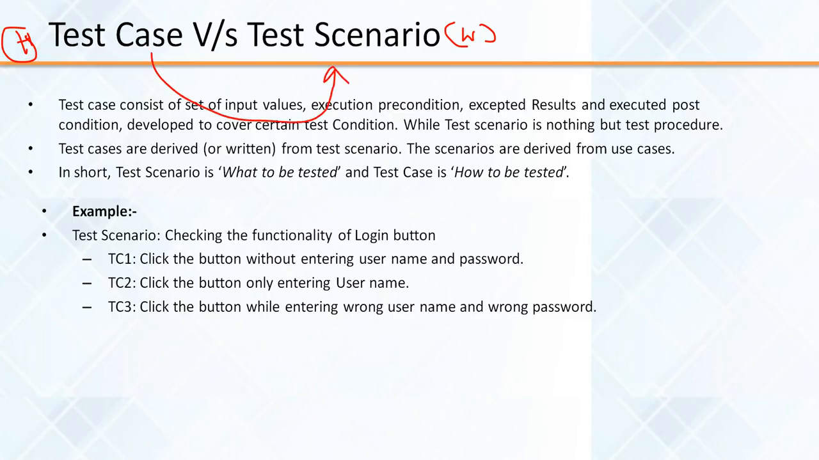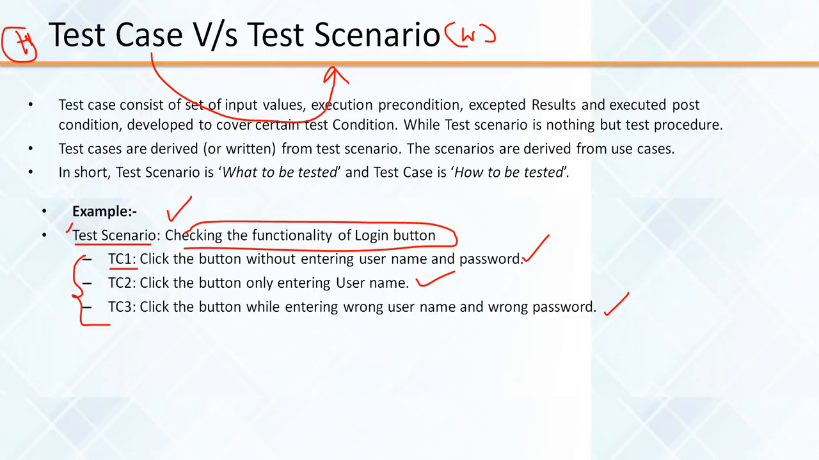Now if you see this example, the test scenario is checking the functionality of the login. For this scenario, we have created multiple test cases. The first test case is to click the button without entering the username and the password. Another test case is to click the button after entering only the username. Another is to click the button while entering the wrong username and wrong password. So one test scenario can contain multiple test cases. Okay, scenarios talk about what to test and test cases talk about how to test. So that's the difference. Okay, so here I have mentioned this point.